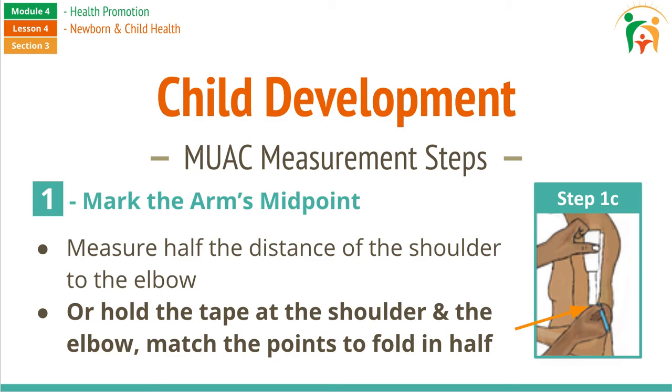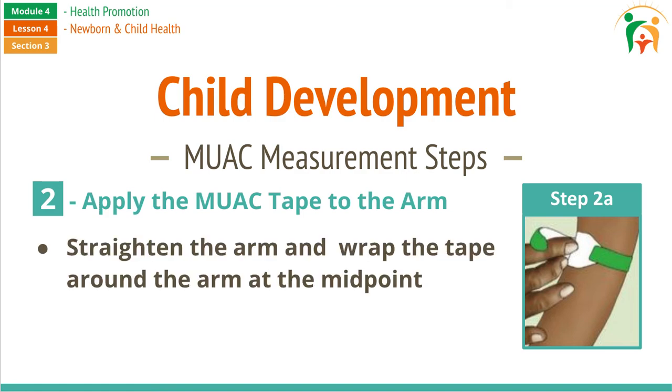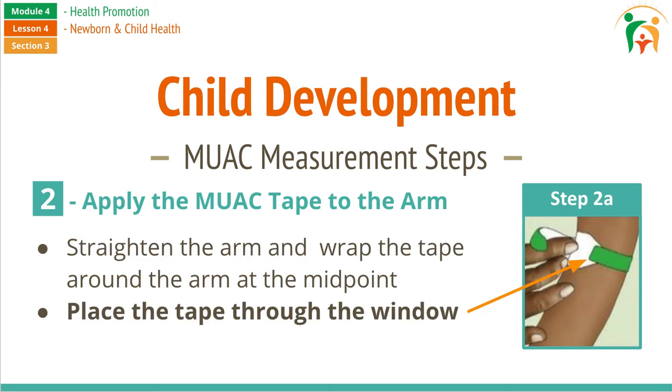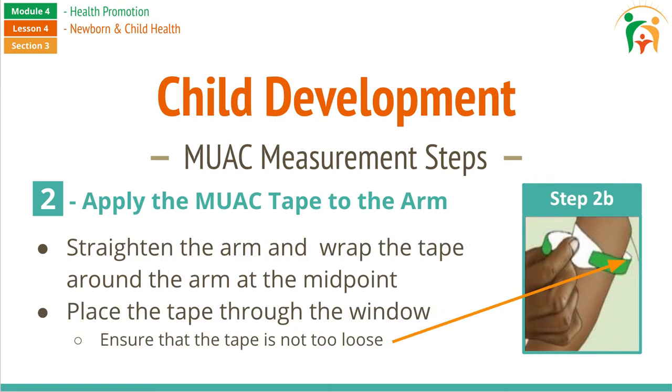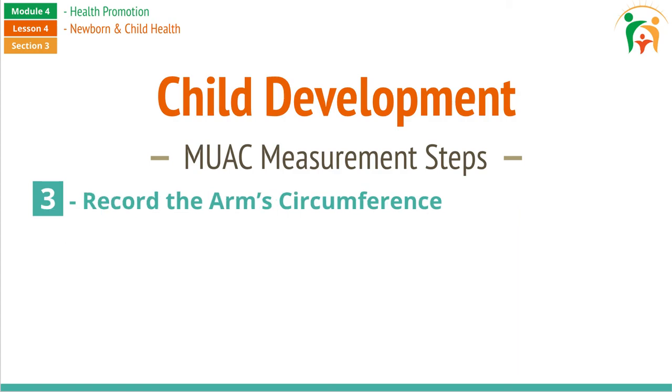Or hold the tape at the shoulder and the elbow. Match the points to fold it in half. 2. Apply the MUAC tape to the arm. Straighten the arm and wrap the tape around the arm at the midpoint. Place the tape through the window. Ensure that the tape is not too loose or too tight.